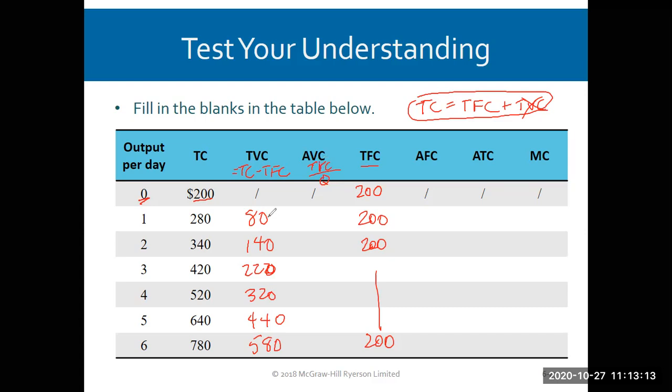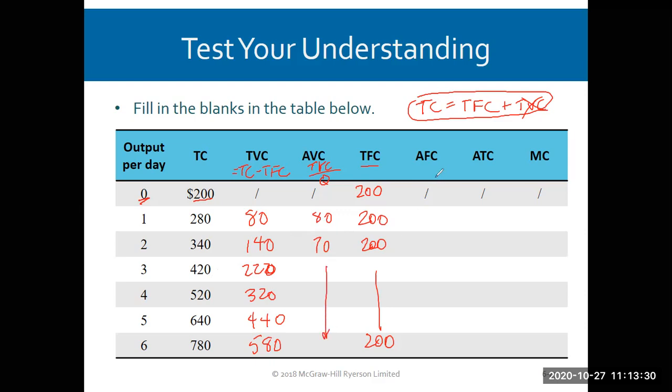So what are my total variable costs? 80, divided by quantity of 1 is 80. Total variable costs 140 divided by quantity of 2, that's 70. Total variable costs of 220 divided by 3, I don't know, but we just fill all those in.